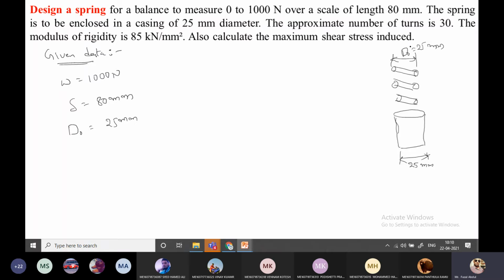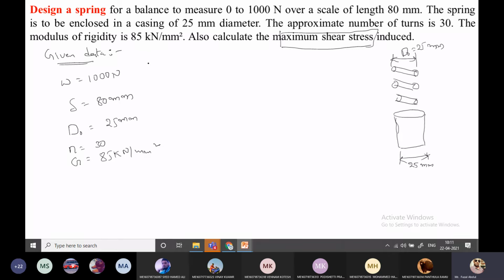Okay. And the approximate number of turns value given, N value is 30. And the spring modulus of rigidity G value is given as 85 kilonewton per mm square. The question is asking additionally to calculate the maximum shear stress. It means two questions are here. One is the designing, another one is how much shear stress is induced.